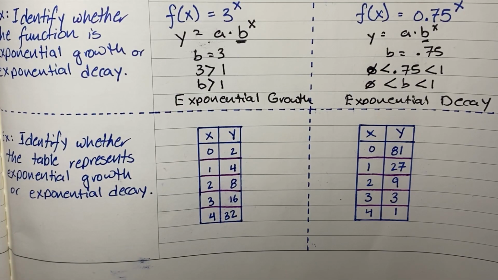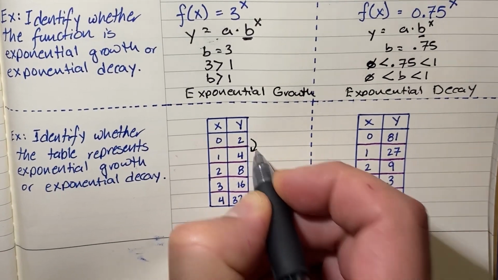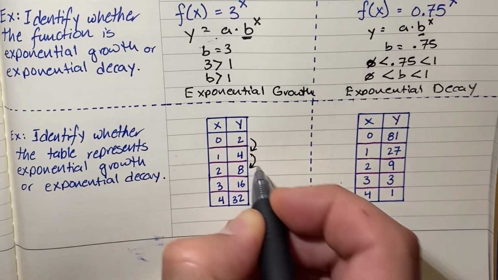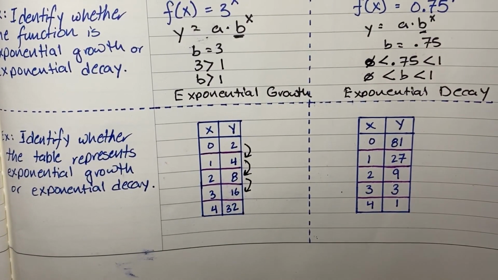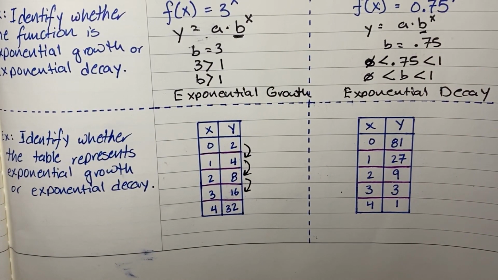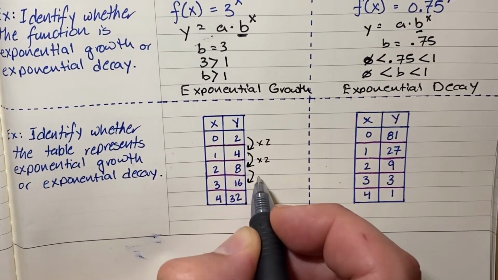Well, with exponential functions, it's a little bit different. We're not adding or subtracting anymore. This time we're going to be either multiplying or dividing. So let's go ahead and take a look at this table. What happens each time to go from 2 to 4, and 4 to 8, and 8 to 16? Well, it's kind of obvious. Each time we're going to be multiplying by 2. So times 2, times 2, times 2.